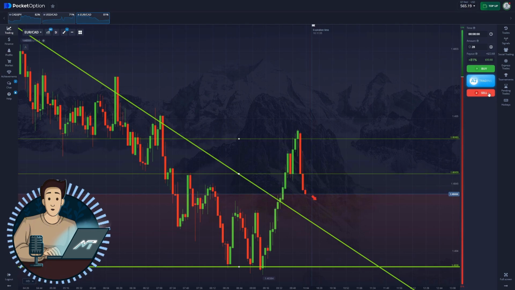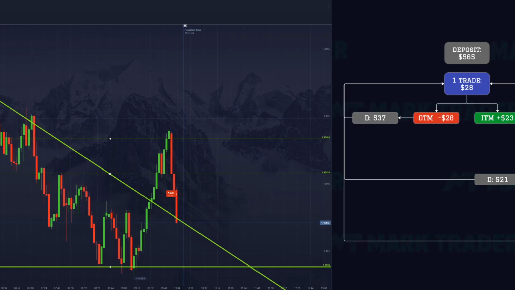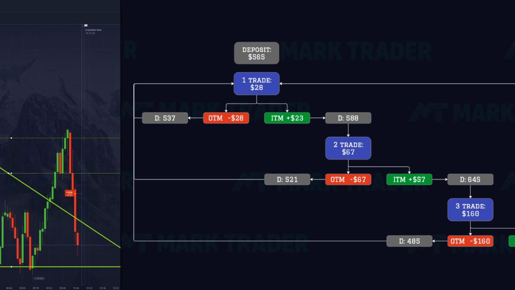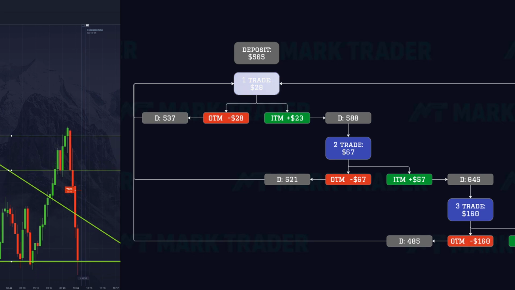Since this is the first trade in our triplet, I'm entering with $28. We're starting today's session with a balance of $565. The trade amounts are already set. First trade at $28, second at $67, and third at $160. Remember, if we lose a trade, we go back to the first amount. This rule helps keep our balance in check and minimizes the risk.